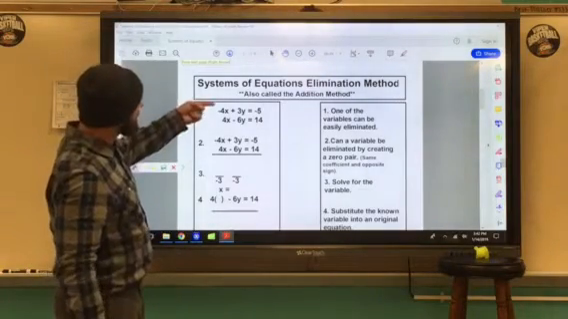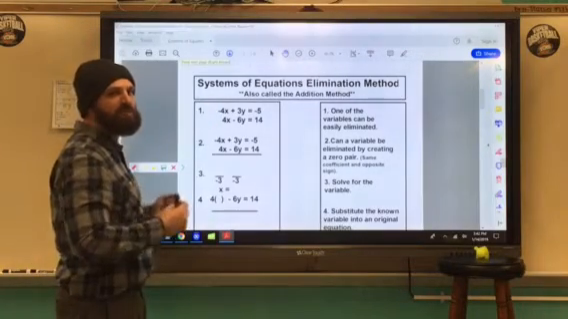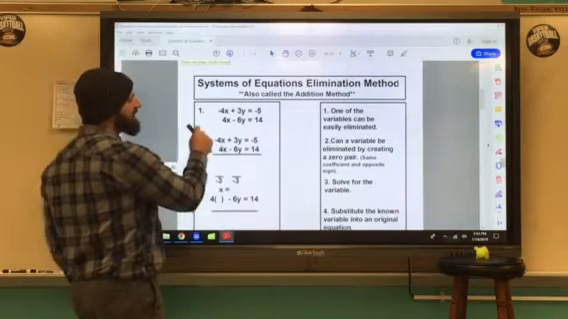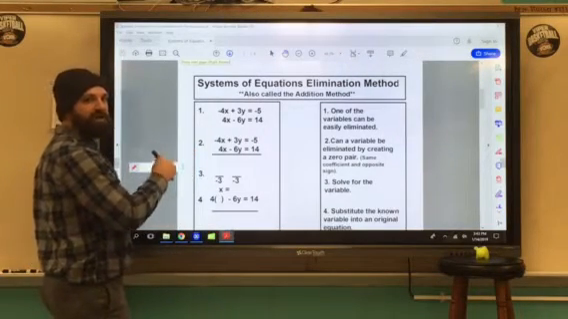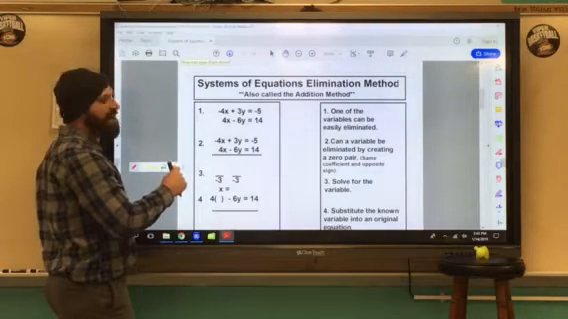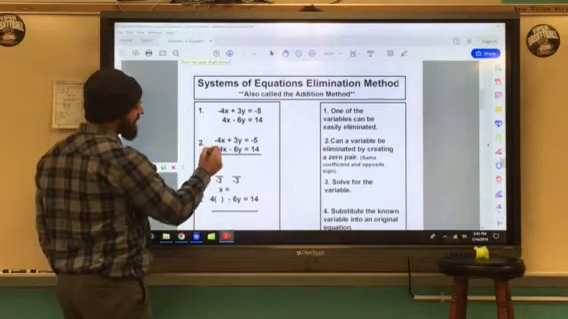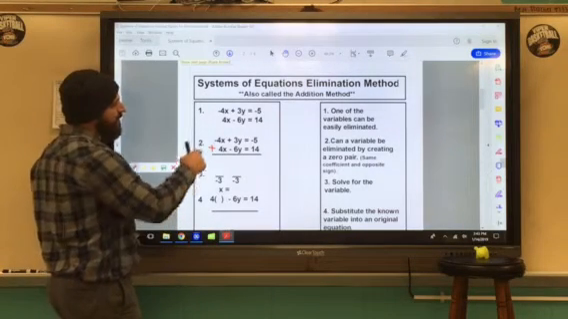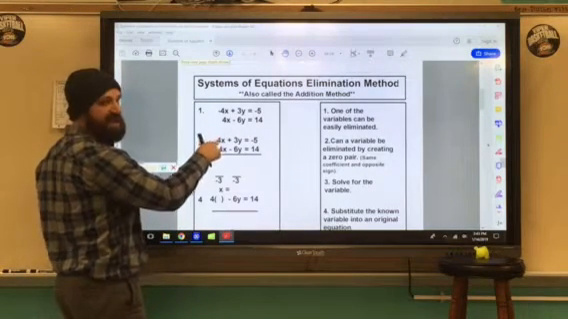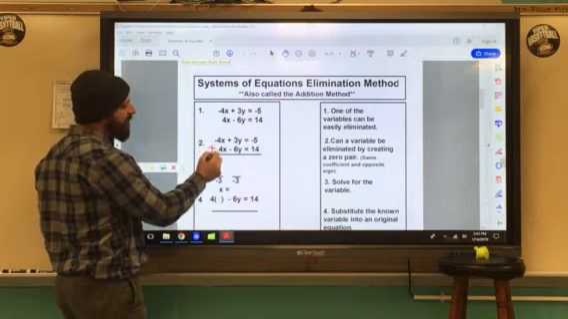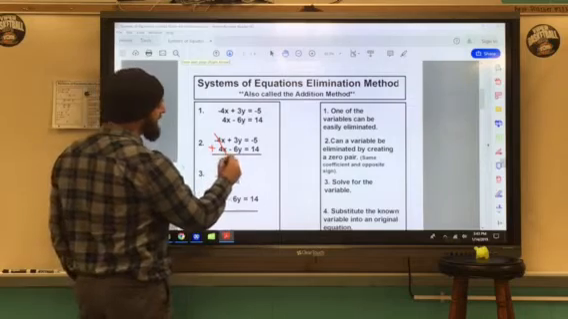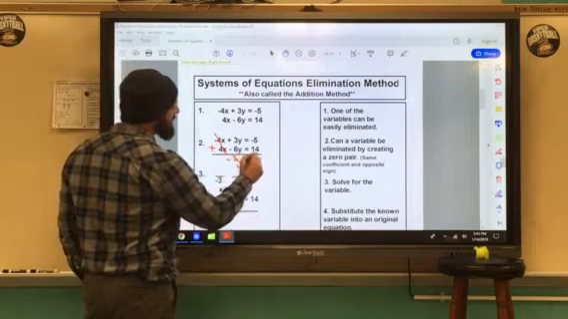So again, we have two equations. Neither one is in slope-intercept form, but I believe I can eliminate one of the variable terms by adding the two lines together. So we're going to go ahead and add these two lines together. When I add the terms with the x, I have 4 negatives and 4 positives. So that term is going to eliminate, leaving me with -3y equals 9.